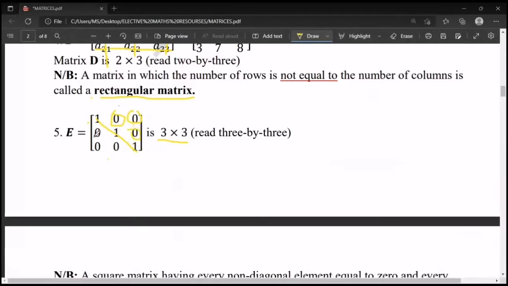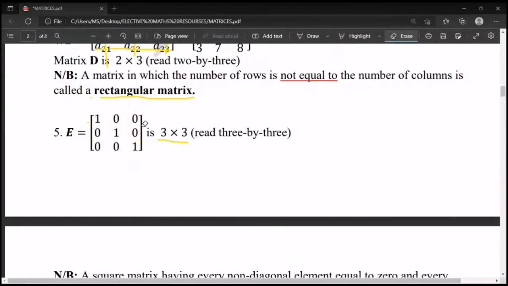These are the non-diagonals. They are all 0. And this is also a square matrix, true or false? True, because the number of rows and the number of columns are the same. We have 3 rows, row 1, row 2, row 3. And how many columns? Column 1, column 2, and column 3. So it's a square matrix.